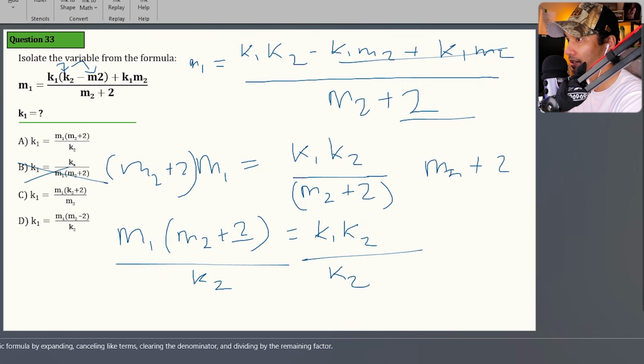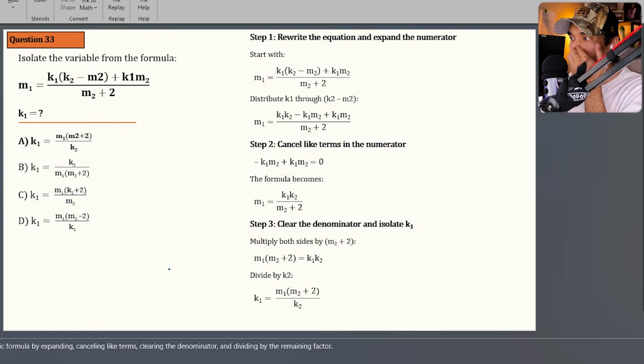And we could eliminate this, eliminate that. Is it this? No, because it's plus 2. Nothing happened with the bottom, with the denominator. So it's this one right here. It's A. So rewrite the equation, expand the numerator. That numerator, remember we have to distribute that k1, which we will cancel like terms, and then get k1 k2 over m2 plus 2. Then we clear the denominator on both sides by multiplying by m2 plus 2. And then after that, we divide everything by k2, giving us the right answer.